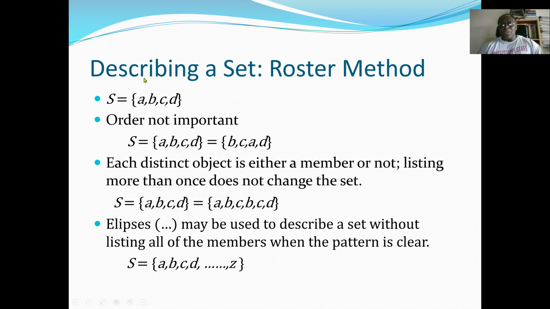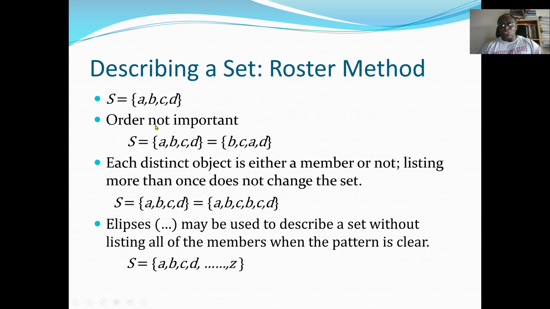So here we're going to describe a set using the roster method. Here we have S equal to a curly brace, a, b, c, d, then we close it. So what this means is we have a set S, and the set S consists of the elements lowercase a, b, c, d. So the lowercase a, b, c, d are the elements, or the members, of set S.